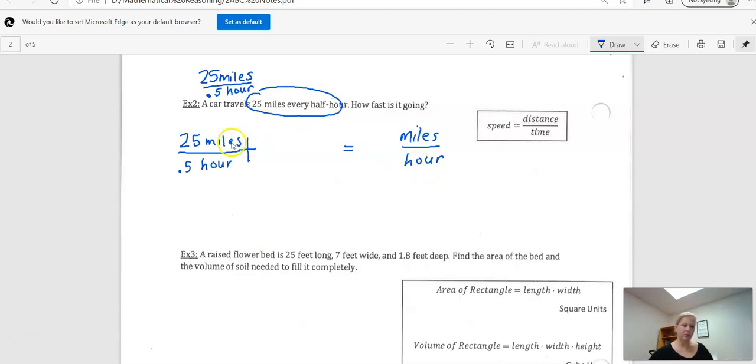Now, if you'll notice on this one, this is miles per hour and this is miles per hour. So actually, we don't need to multiply by anything here. We just need to divide 25 by 0.5 to figure out the answer, because we don't want to know how much we can go in a half hour. We want to know how much we can go in 1 hour, right? So we just need to divide 25 by 0.5, and that's going to get us 50 miles in 1 hour. That's going to be our speed.